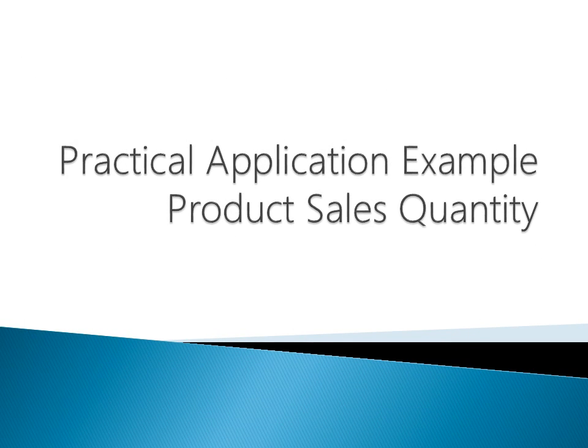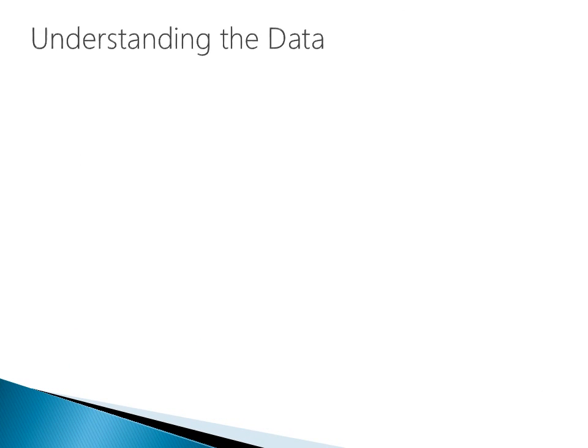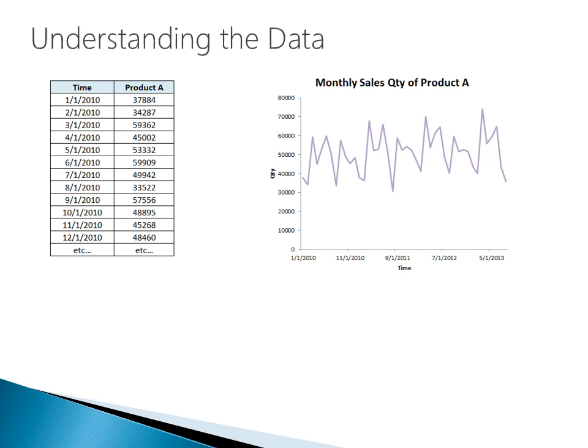Now that we've gone about this, let's go ahead and dive into a practical application example. We're going to forecast product sales quantity. Before we begin, let's first try to understand a little bit about the data set we're working with. This is a very common example that we're going to see in business applications where I have sales of a product over a given span of time. So in this case, I'm looking at just two pieces of information: the time, represented in months, and the quantity of a particular product.